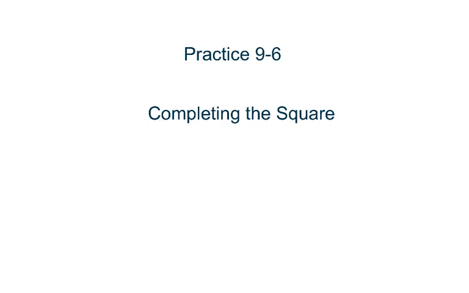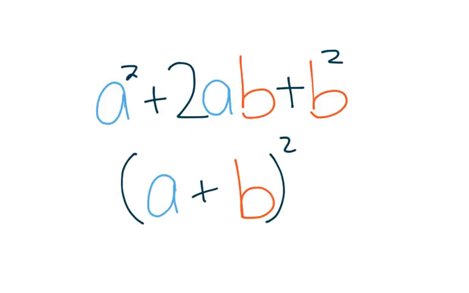Practice 9-6, completing the square. So in the last chapter, we talked about how certain trinomials can be factored to become perfect squares. If we know what a is and we know what 2ab is, in order to find what b squared is, we can just divide this number by the value of a and 2 in order to find b. That way we can turn this into a perfect square, (a plus b) squared.